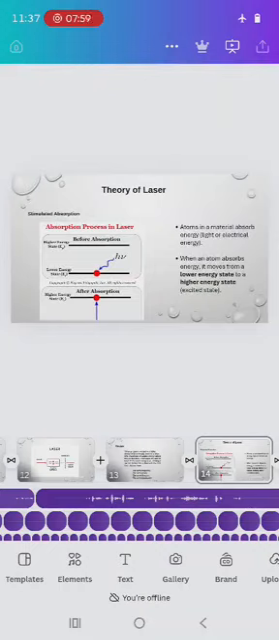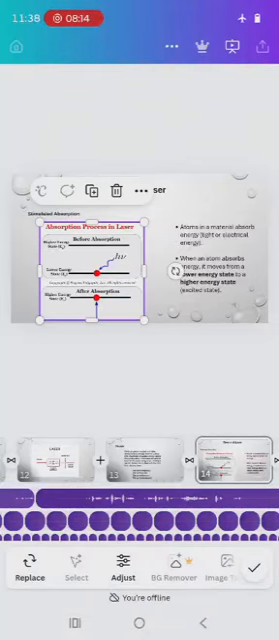Next, we explain the theory of laser. The first one is stimulated absorption. This image represents the absorption process in laser. First, before absorption. The next image is after absorption.